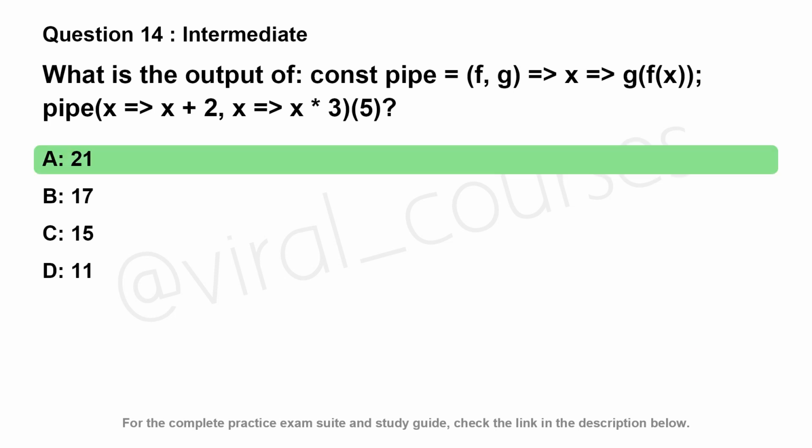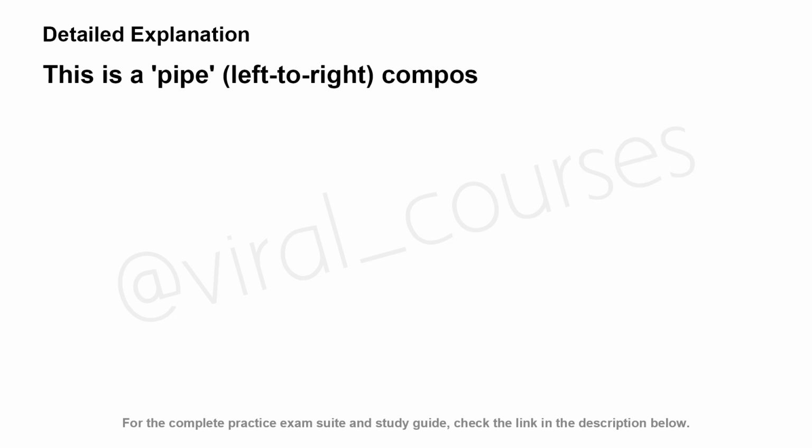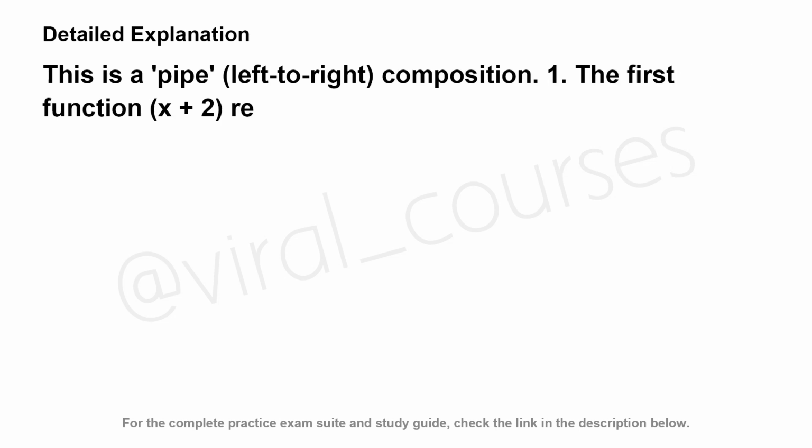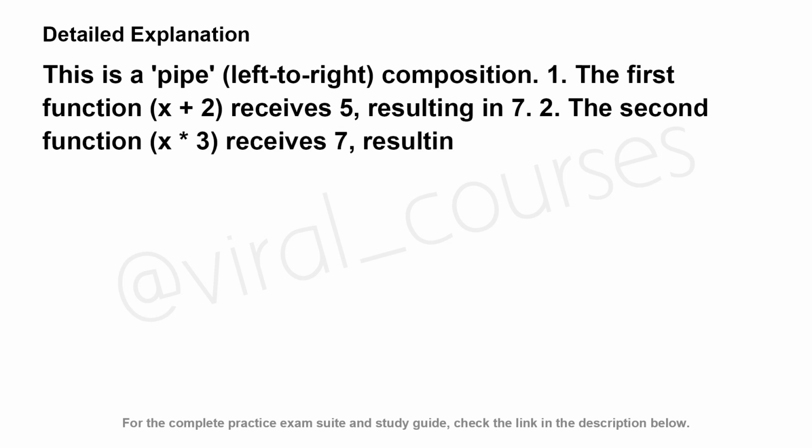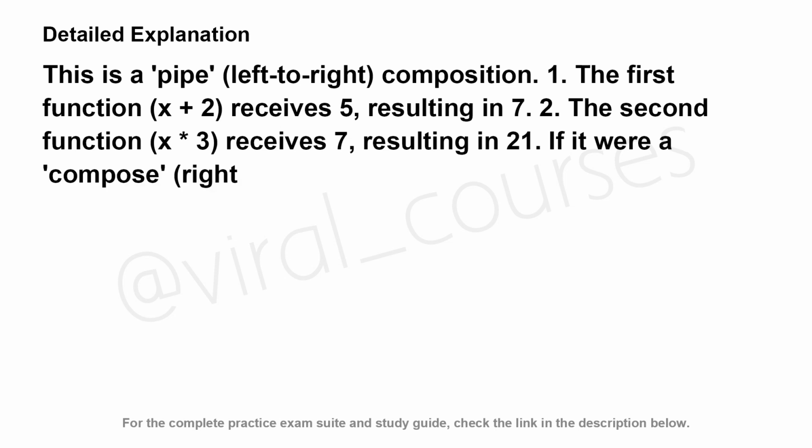The correct answer is A. This is a pipe, left to right composition. 1. The first function, x + 2, receives 5, resulting in 7. 2. The second function, x * 3, receives 7, resulting in 21. If it were a compose, right to left, it would be 5 * 3 + 2 = 17.